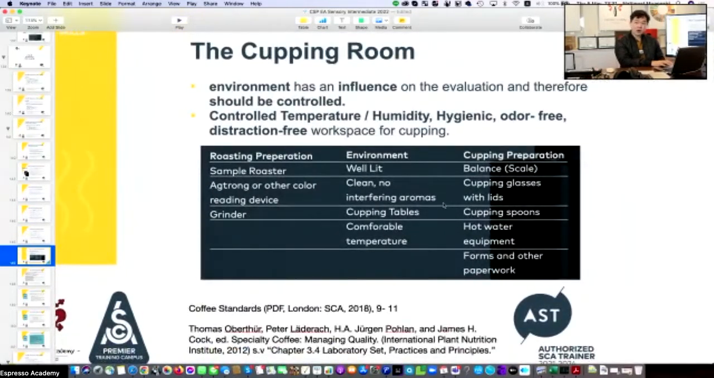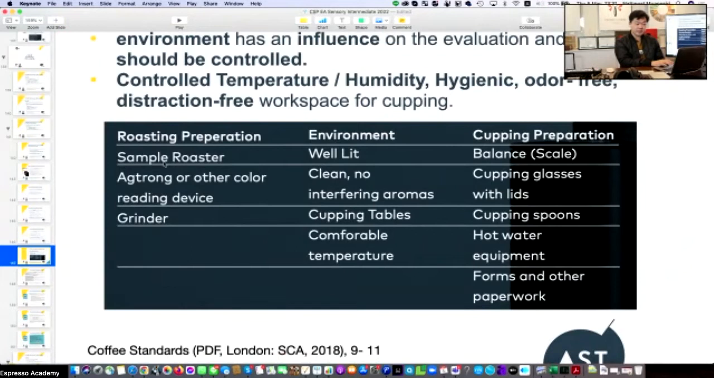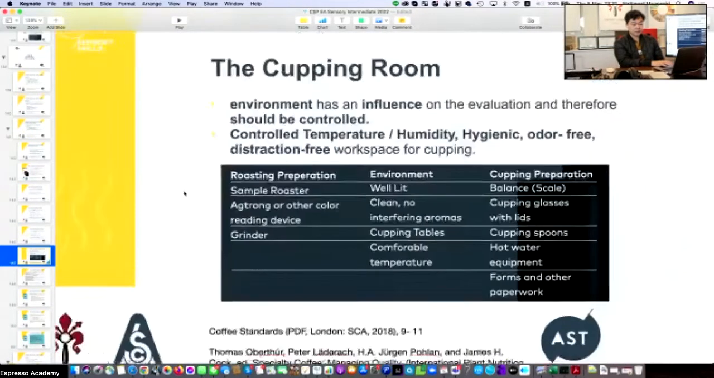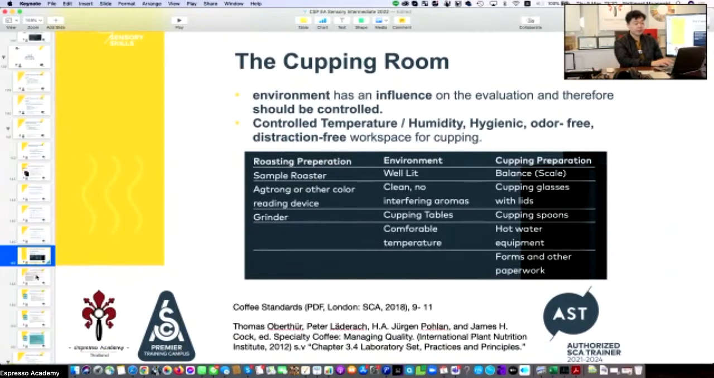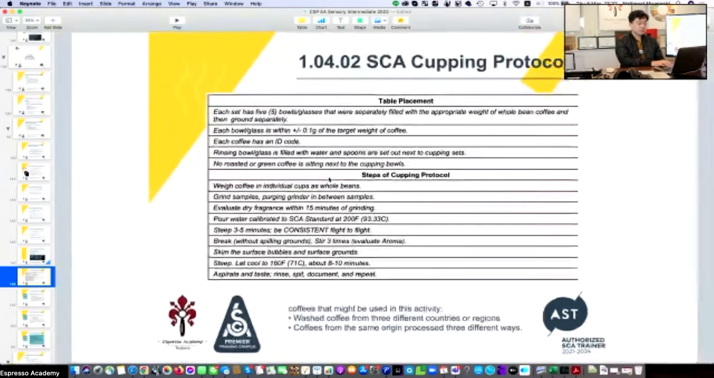This is the cupping room. I think you guys are familiar with the cupping room already. You do not need a sample roaster in the cupping room. That is for roasting preparations. But we already sent a roasted coffee to you already, so that should be okay. So this is what you need in the cupping rooms. And this is a cupping protocol already mentioned in the foundation level.